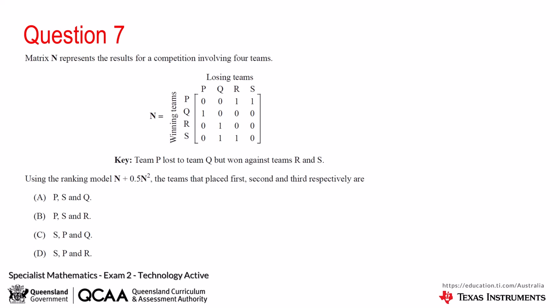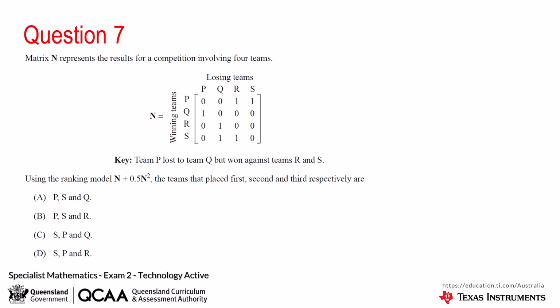We're given a ranking model, and the ranking model is given by n plus 0.5 n squared. So the first part of this question requires us to form the matrix n plus 0.5 n squared, and then that should help us to determine the order in which the teams were placed first, second, and third. So let's first of all generate this matrix n plus 0.5 n squared.